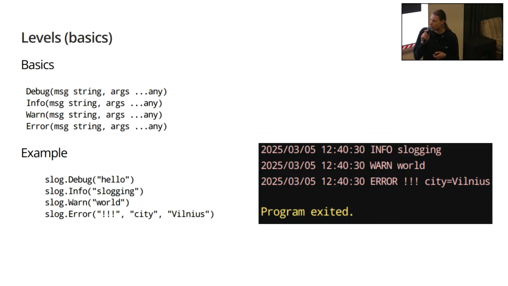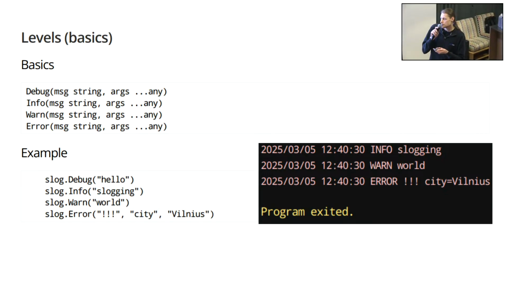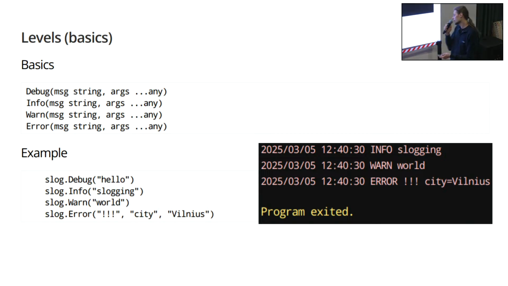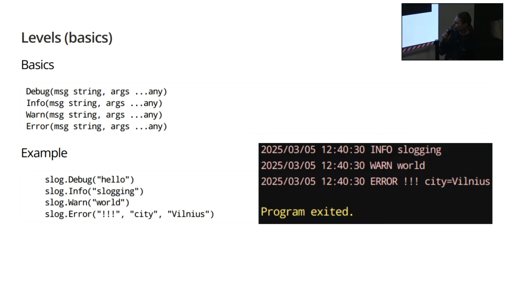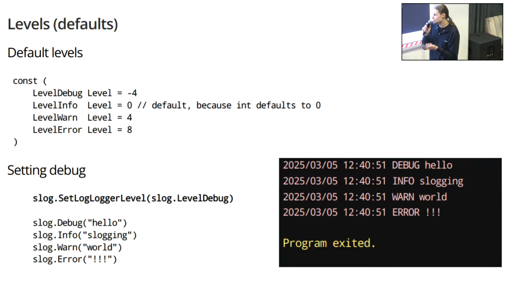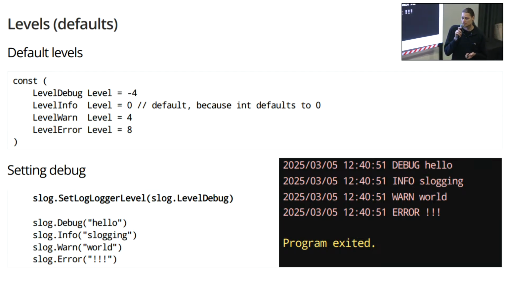What does slog offer? slog offers 4 different levels: debug, info, warning, and error. And if we try to use that out of the box, we would get these 3 messages. Why is that? Because levels are integers, and by default, an integer defaults to 0.